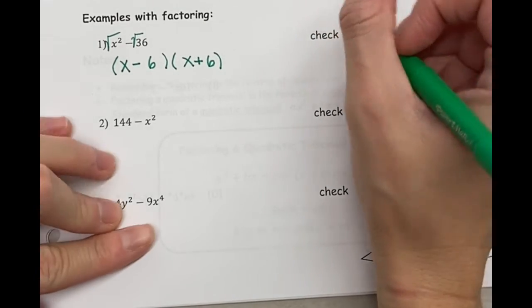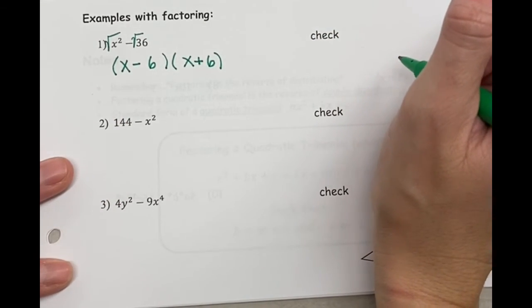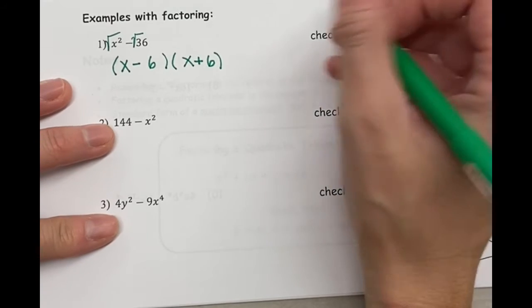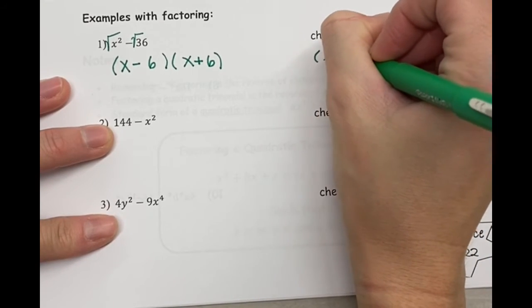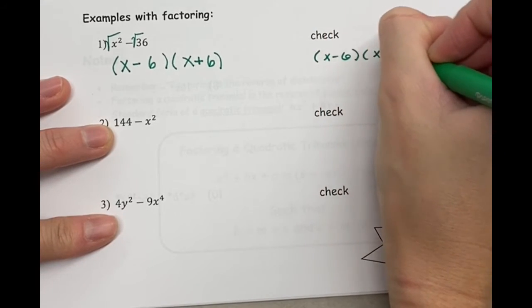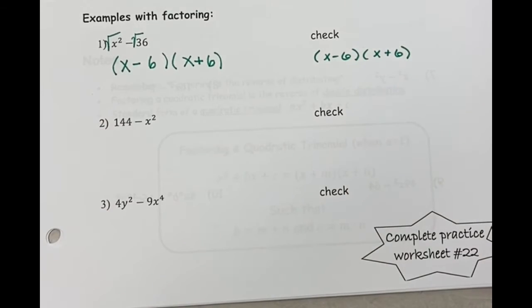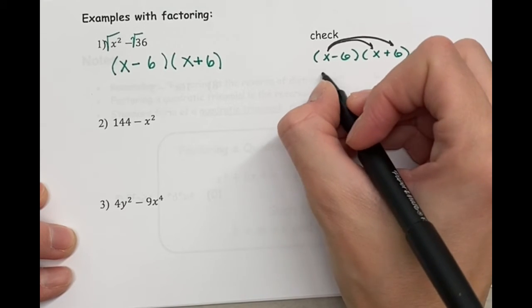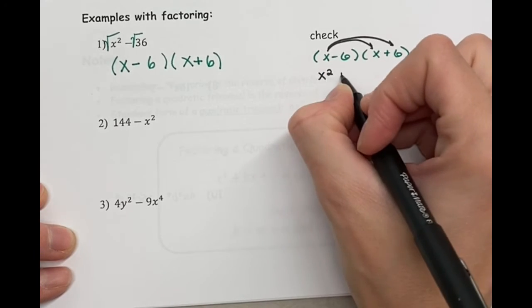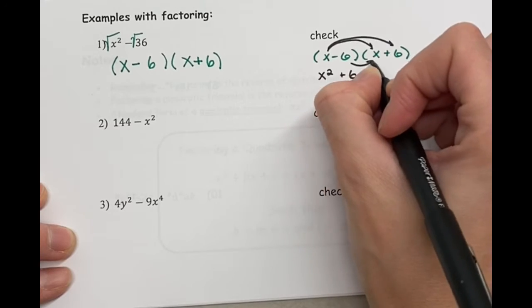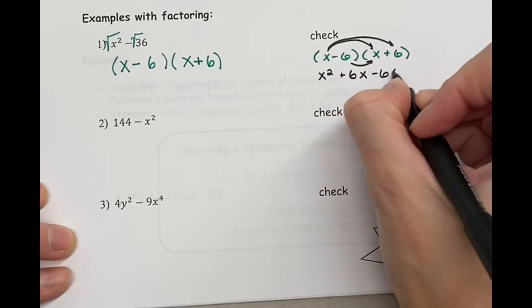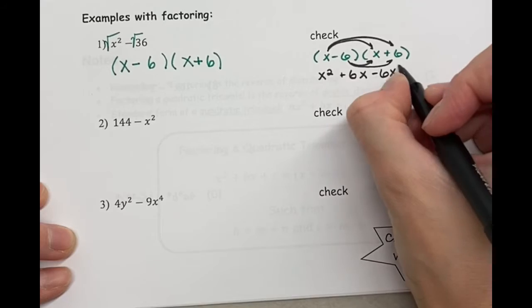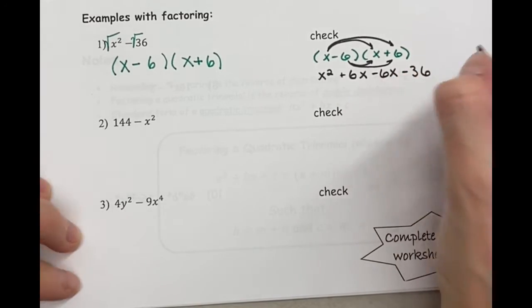And then the way that we would check our answers, remember factoring is the reverse of distributing. So I'm going to just multiply these, x minus 6 times x plus 6, and check our work there. So I'm going to do x, double distribute. X times x gives me x squared. X times 6 gives me a positive 6x. Negative 6 times x gives me a negative 6x. And negative 6 times 6 gives me a negative 36.